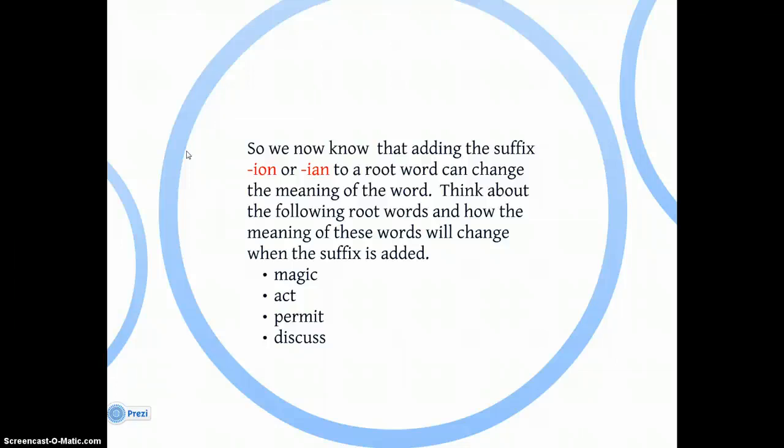Okay, so now we know that adding the suffix ion or ian to a root word can change the meaning of the word. Think about the following root words and how the meaning of these words will change when the suffix ion is added. For example, magic becomes magician, act becomes action, permit becomes permission, and discuss becomes discussion.